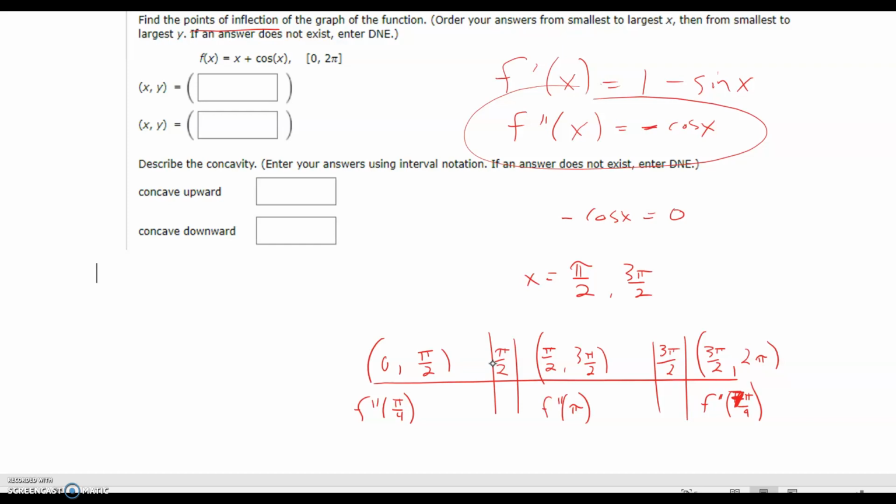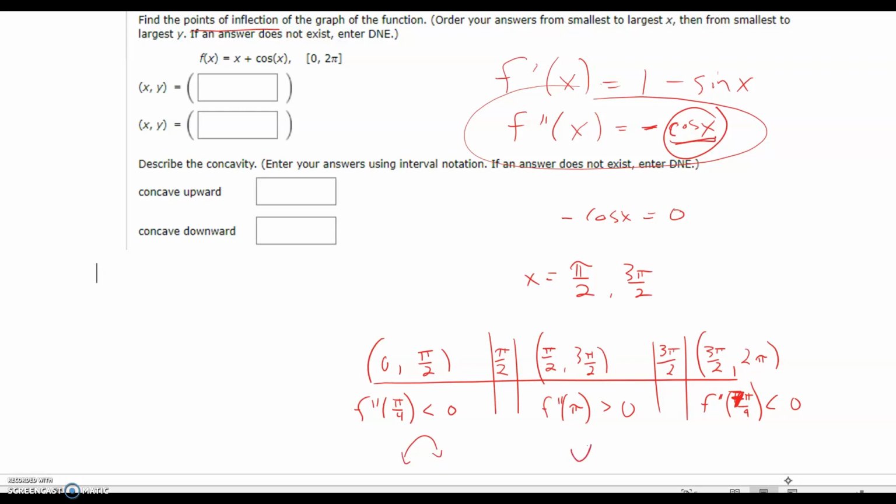we got to mind the negative here, right? Because when you plug in pi over 4, you get a positive value for cosine, but then the negative makes it negative. We plug in pi, you get negative 1. Negative makes it positive. And you plug in 7 pi over 4, you get a positive for cosine, because cosine is positive in quadrant 4, and then that makes it negative. Okay, so you're going to have a function that is concave down, then concave up, then concave down, right? That's what f double prime tells us about f, which means we got inflection points at pi over 2 and 3 pi over 2.